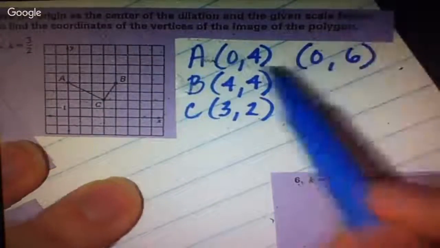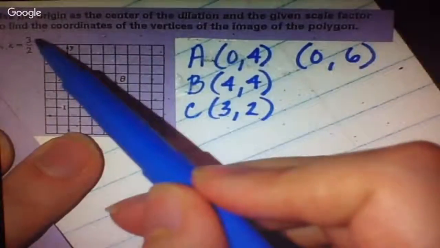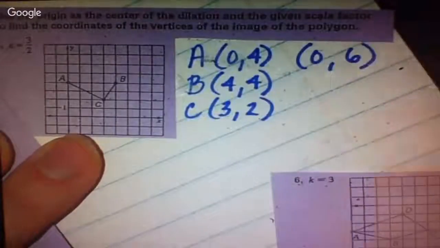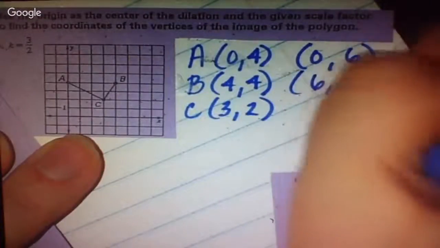So you times it by the numerator and then divide by the denominator. So 4 times 3 was 12, divided by 2 is 6. So guess what 4 is? 6.